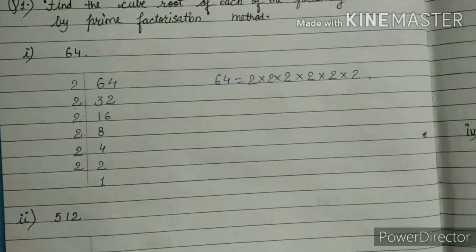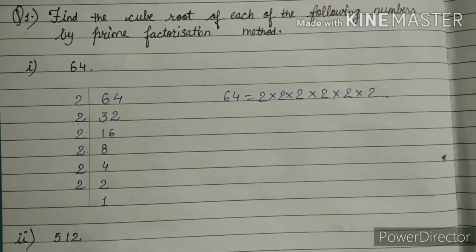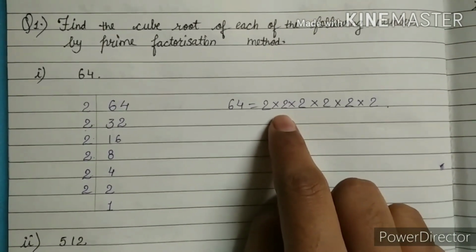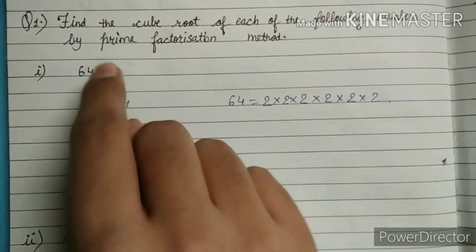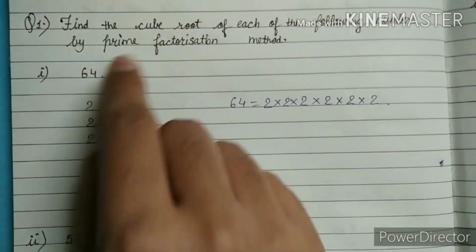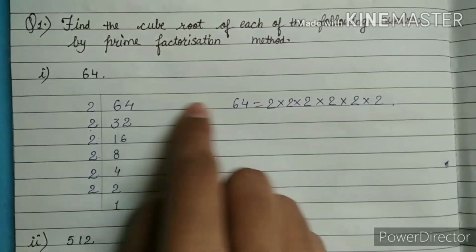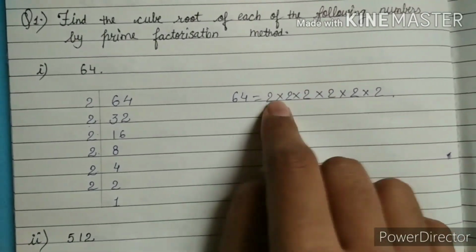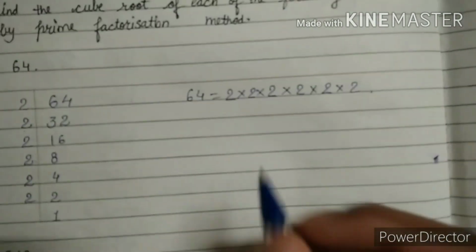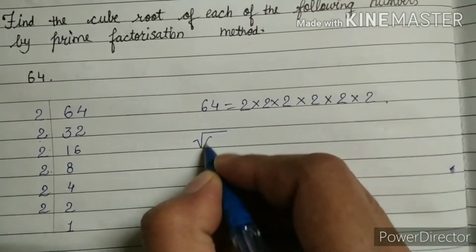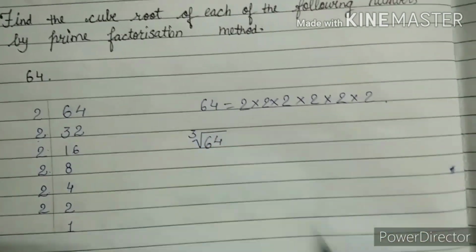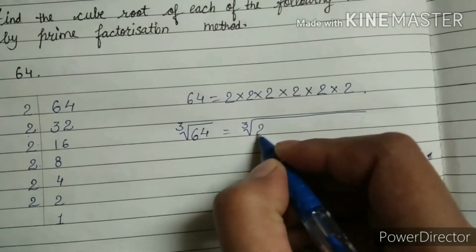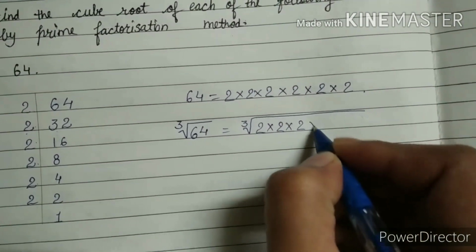We are going to take their cube roots. That's why we have to do the pairing of 3, because cube means the power of 3. The term cube is representing the term 3. So in this we have to do the pairing of 3 numbers. So we have to find the cube root. That's why I am putting 64 inside the cube root, and here all the prime factors of 64 will also come inside the cube root.